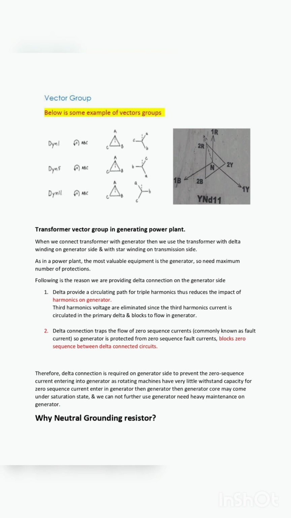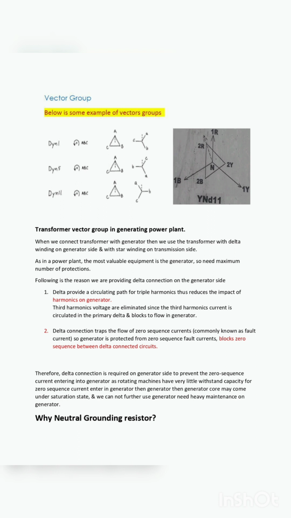Transformer vector group in generating power plant. When we connect a transformer with a generator, we use a transformer with delta winding on the generator side and star winding on the transmission side. As in a power plant the most valuable equipment is the generator, it needs a maximum number of protections. Following are the reasons we provide a delta connection on the generator side.